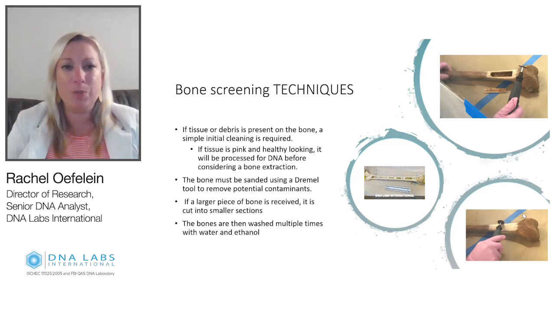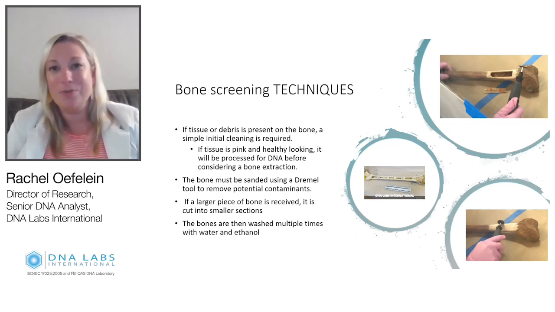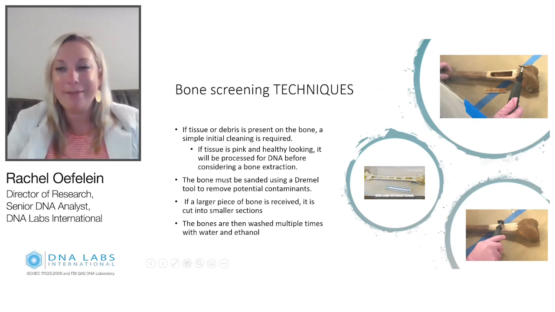And if any tissue or debris is present on the bone, a simple initial cleaning is required. So you can either scrape that bone or again, use a cutting wheel to try to get that removed. However, if the tissue is pink and healthy looking, abort mission, don't go forward with the bone extraction. Healthy pink tissue is much easier to extract than a bone. So I would recommend at that point just removing the tissue and taking that forward.